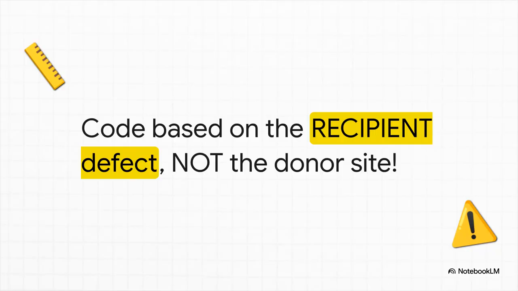And this brings us to the final, absolute golden rule of this explainer. When you're coding skin replacement surgery, your code selection relies entirely on the size and location of the recipient defect, not the donor site. Let's say a surgeon takes a 10 square centimeter piece of skin from the patient's thigh and uses it to cover an 8 square centimeter wound on their neck. You code based on the 8 square centimeter defect on the neck. The neck is the recipient site. It's the whole reason the surgery is happening in the first place. You literally never code these based on where the skin came from.